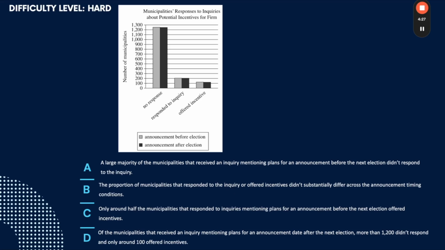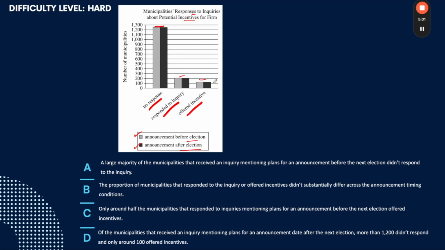Okay, we'll read the title first. Municipalities' responses to inquiries about potential incentives for firms. So this is about the responses and about potential incentives. Now, which kind of information do we have? The light gray is announcement before the election, and the black one is after the election. If you notice, everything, like no response, responded to inquiry, offered incentive, is almost the same, right? For both kinds of timings, before or after.